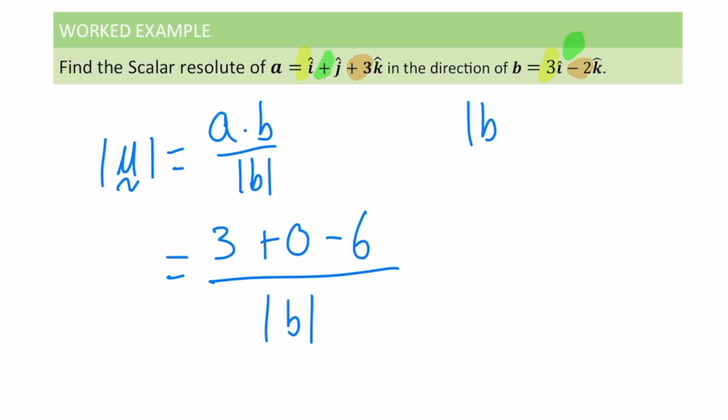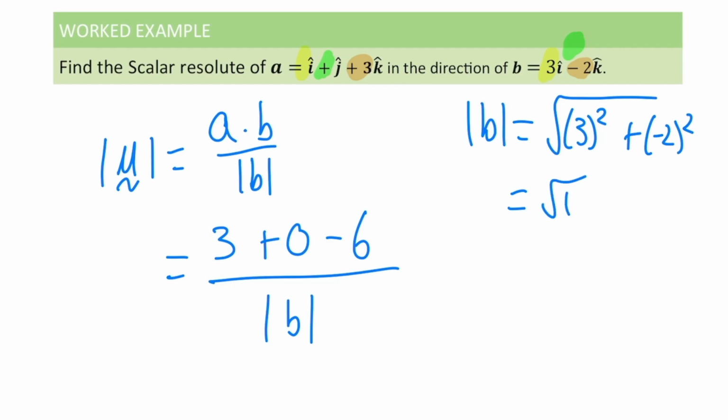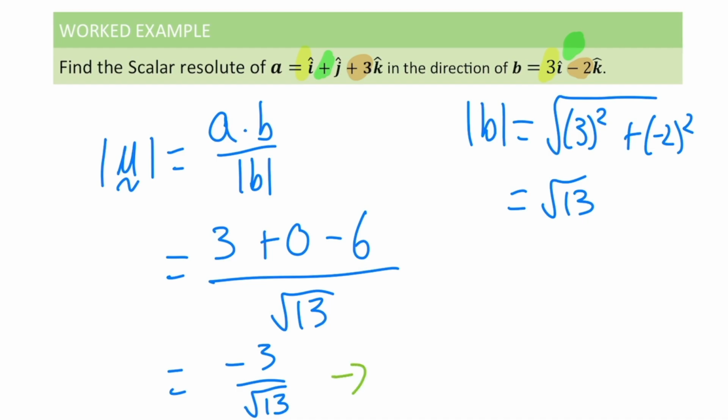Well, to find the magnitude of b, that is simply equal to the square root of my i component squared plus my k component squared. Well, 3 squared gives 9, minus 2 squared gives 4. That is going to be the square root of 13. So I can replace my magnitude of b with the square root of 13. Well, 3 minus 6 gives negative 3 all over root 13. And if I want to rationalize my denominator, which I should, that gives me my simplified answer as being minus 3 root 13 over 13 for my rationalized denominator.